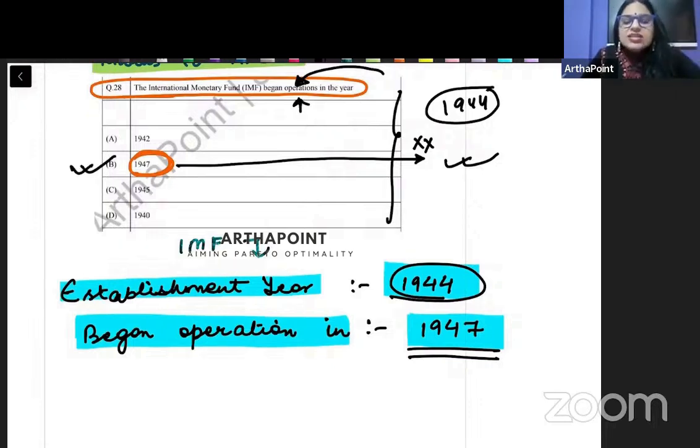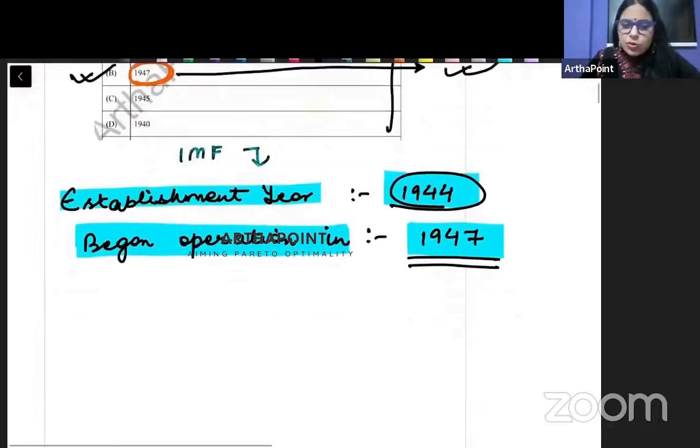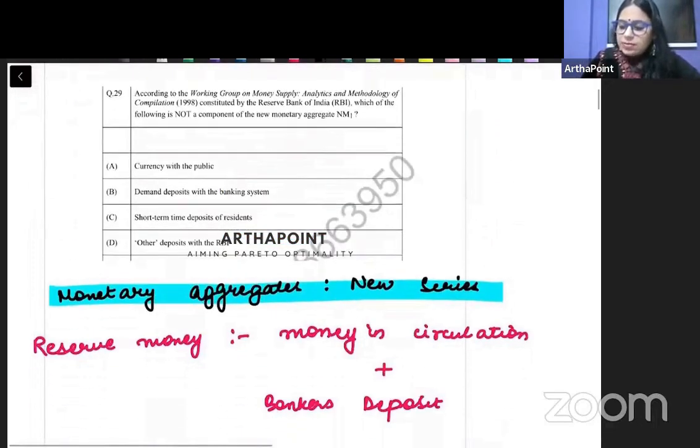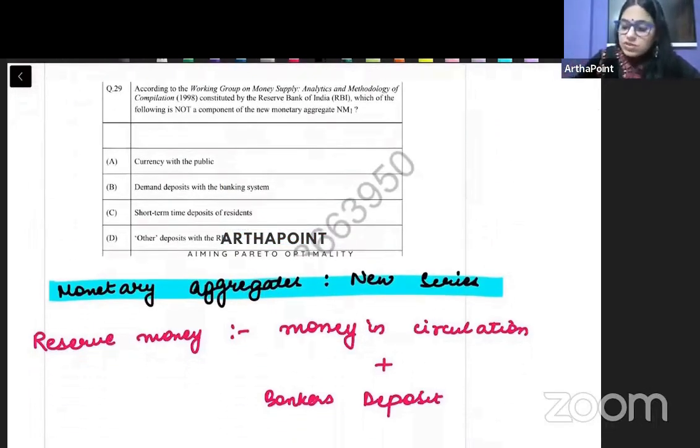But the answer key is saying marks to all, so we will, ठीक है. We will assume marks to all. सबको marks मिले, good enough. Okay, beta. Come to the next question.